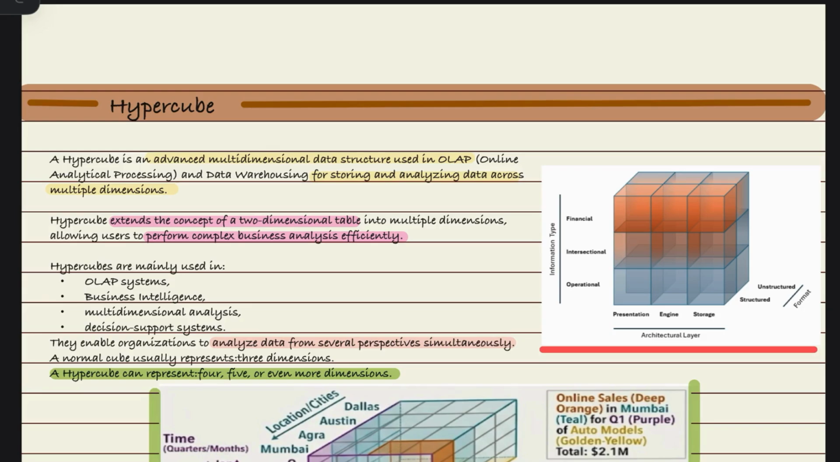What happens when the company expands and needs to track the data across 4 or 5 or 10 dimensions simultaneously? Like we want to add customer segment, sales channel and currency all in the same cube.